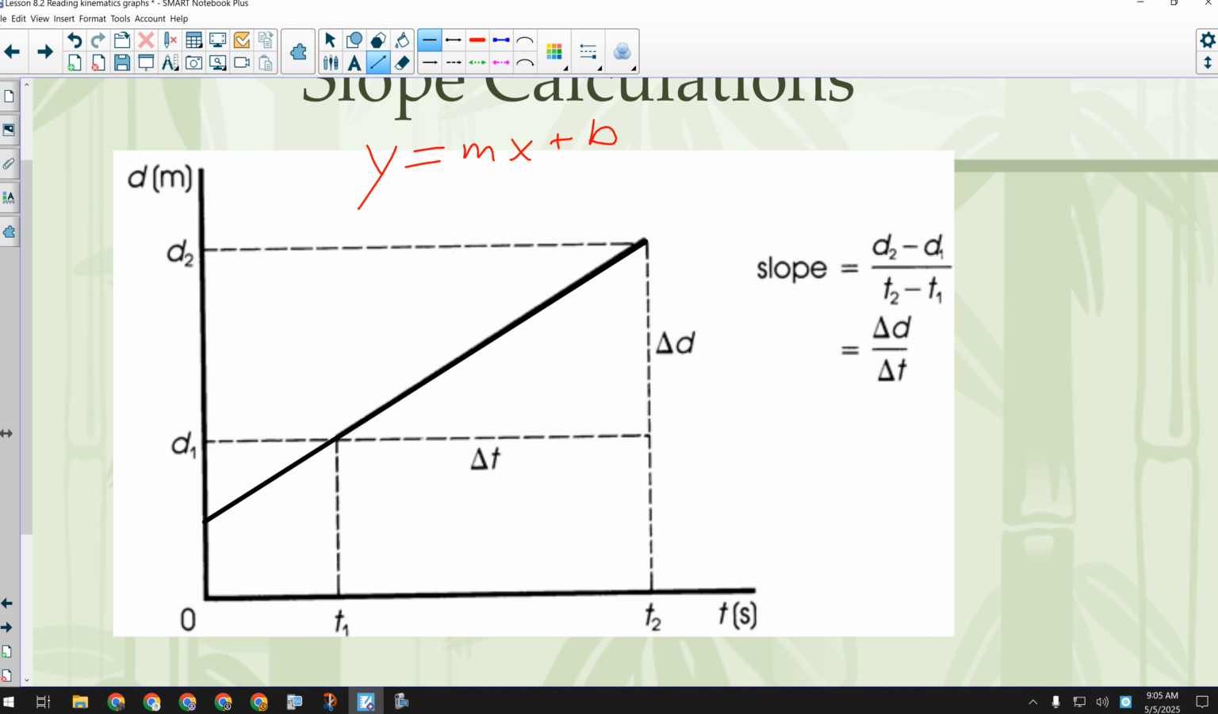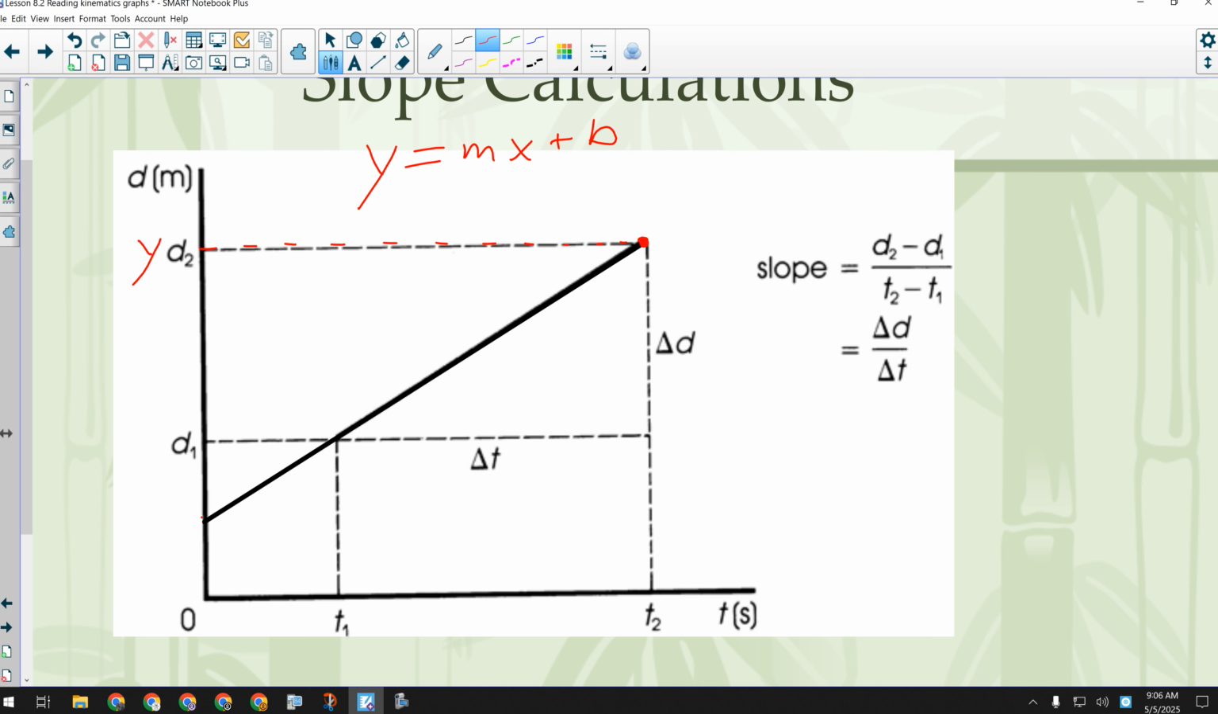This point right here, if I went across to here, that value would be y, from my equation. In fact, any point along that line could be y.